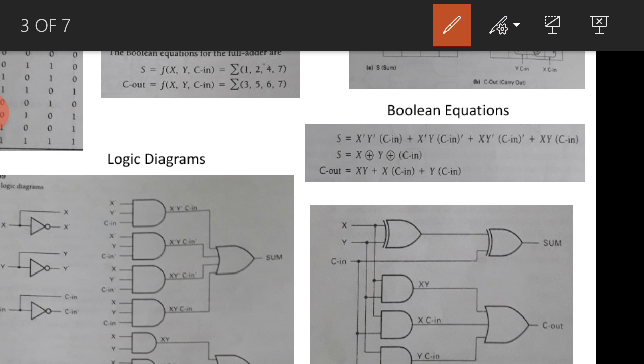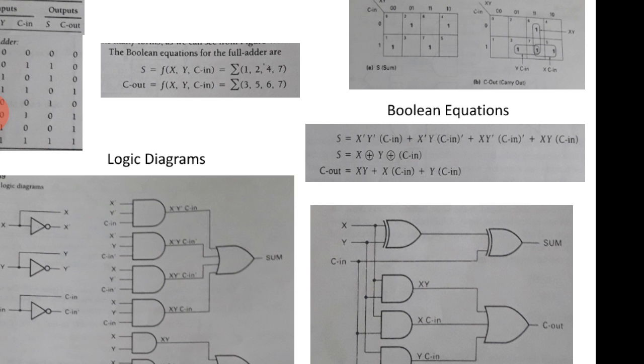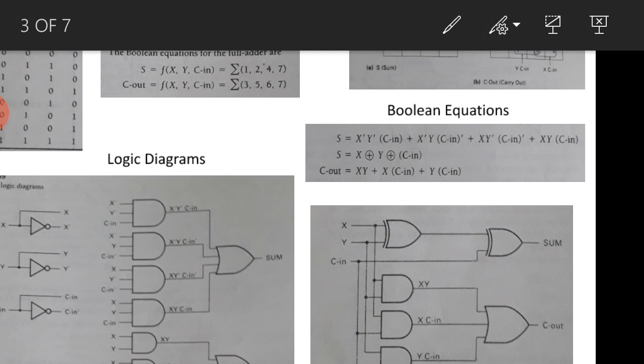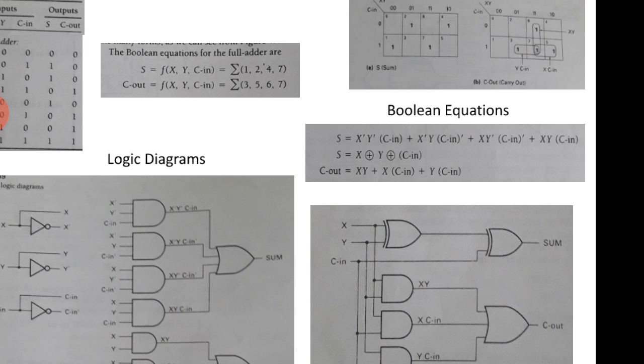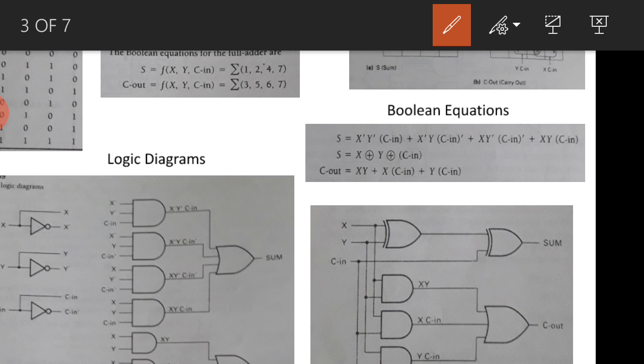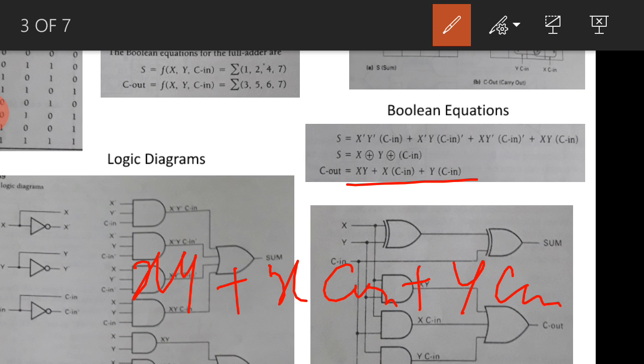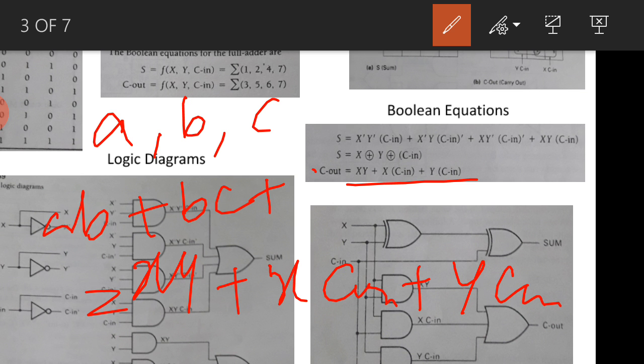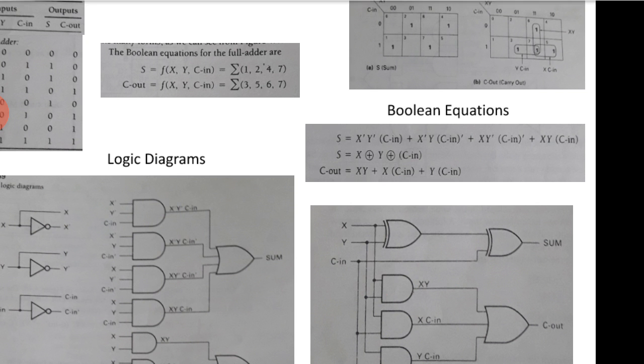Okay, then if you come to the carry, there are again 4 ones, but if you see in the K map, by grouping, it will simplify to xy plus xcin plus ycin. That is the carry. It means if you consider a b c as variables, it's nothing but ab plus bc plus ca. Okay, so by simplifying with the K map we can get that.